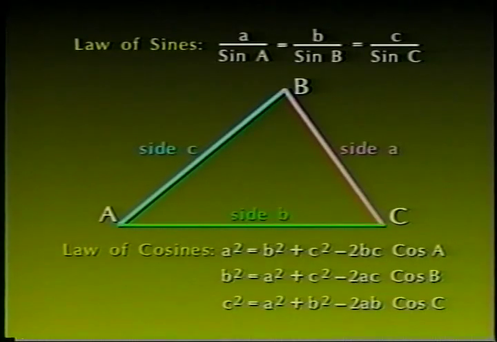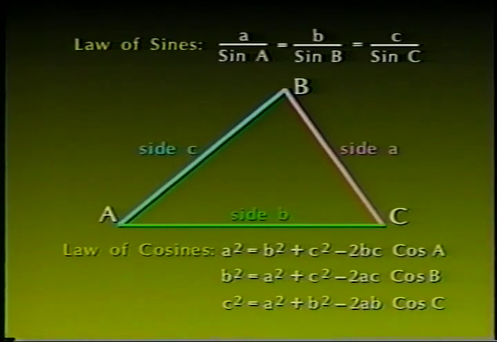The law of cosines states that in any triangle, the square of any side is equal to the sum of the squares of the other two sides minus twice the product of those two sides multiplied by the cosine of their included angle. The law of sines equation for oblique triangles is shown on the top portion of this graphic. As shown, side A over sine A is the same as side B over sine B equals side C over sine C.